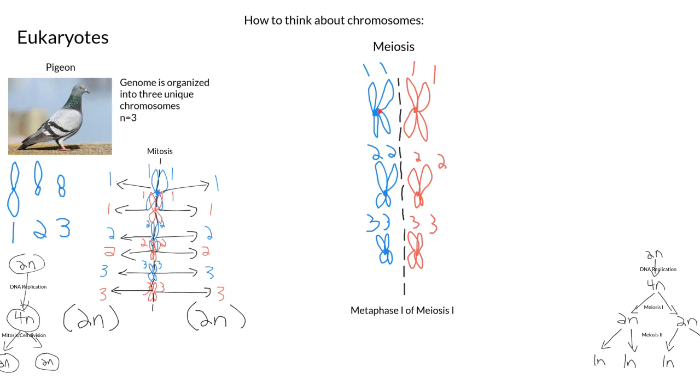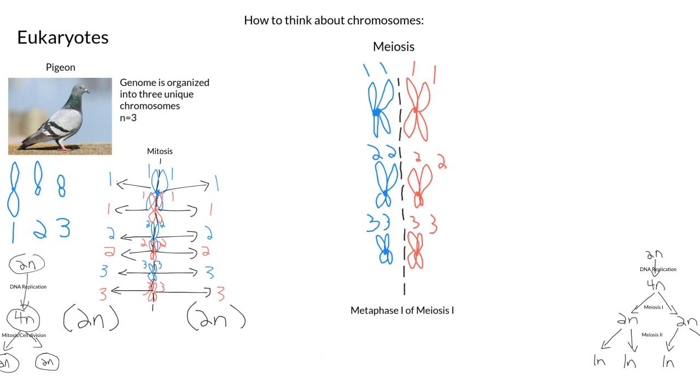Okay, so in this case, chromosome 1s in blue are across the metaphase plate from the red chromosome 1s. And the blue 2s are across from the red 2s, and the blue 3s are across from the red 3s. Right away, you can see this is going to result in a much different segregation of genetic material, and that it won't be equal segregation left and right.